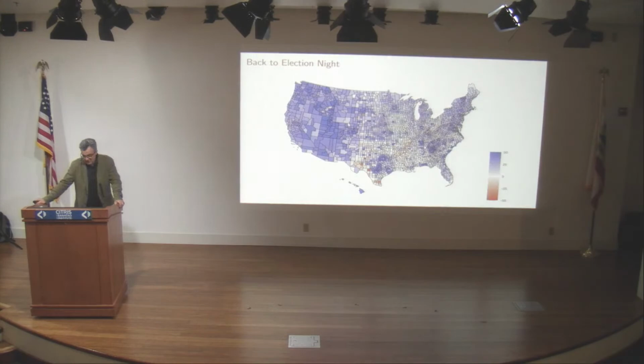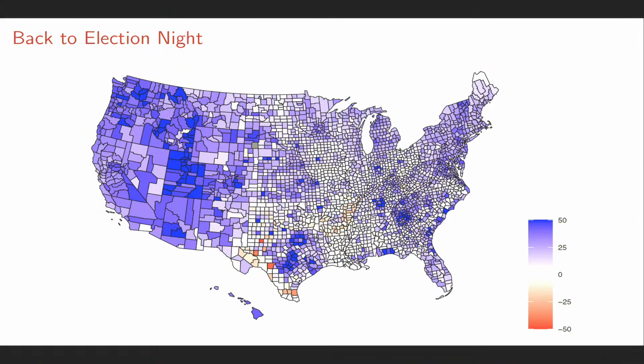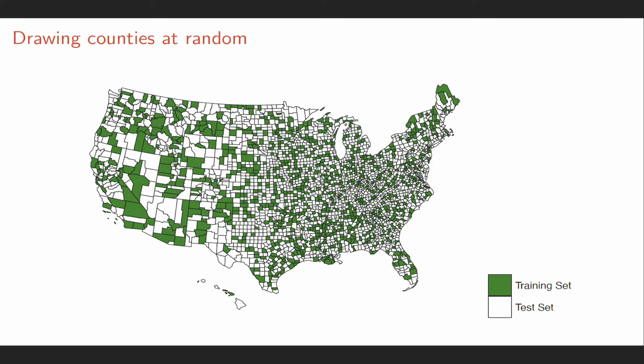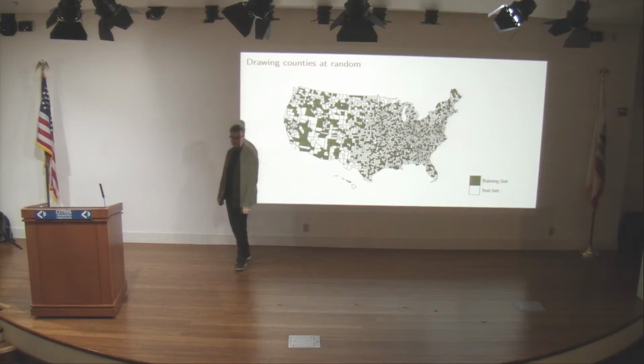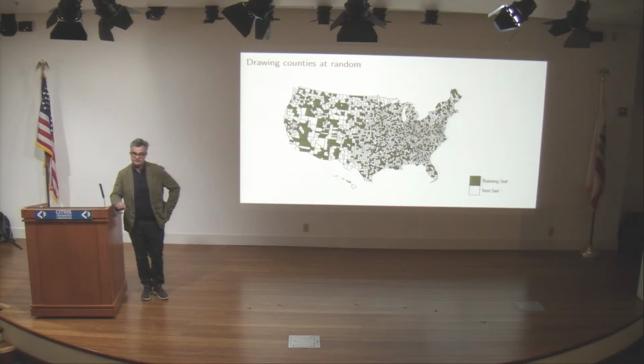Okay, so let's go back to the election night. These are the results, but of course you would not know this. It's a week after the polls closed that you would have a map like this. Let's say that we are drawing counties at random. It's an experiment that I'm making now to show you that the method really works. I have a population with 3,100 counties, and I'm going to draw 1,200 of these at random. And I'm going to ask you to make a guess for the outstanding 1,900 counties or so that are left.